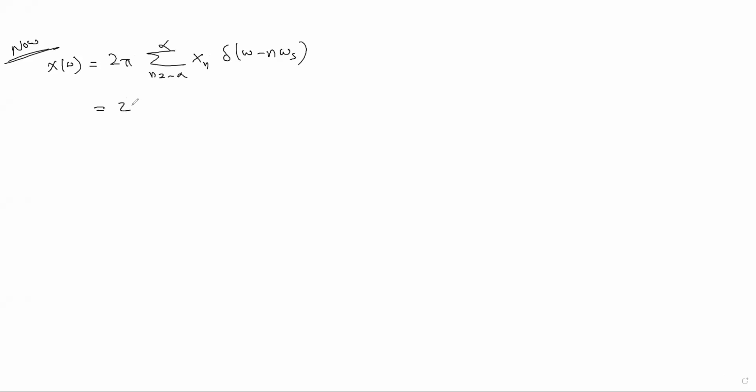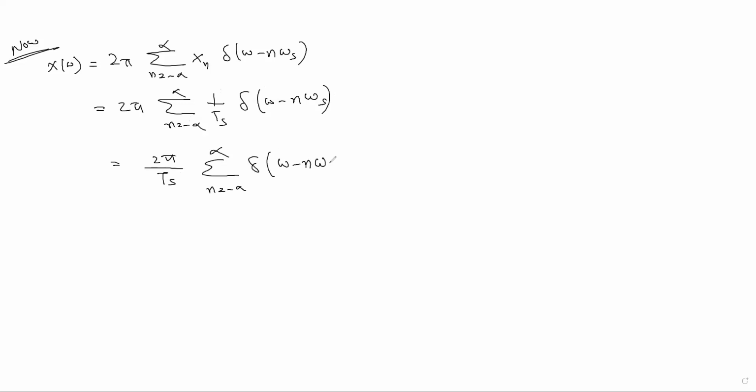So if we put X of n equal to 1 by Ts, the signal will be at n omega s. Just take the Ts outside. You can take this Ts outside because no n term is there. So it will be 2π by Ts times the summation from n equals minus infinity to infinity of delta of omega minus n omega s.